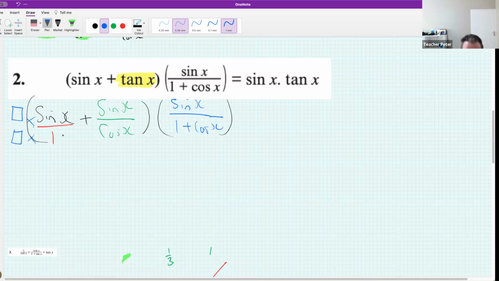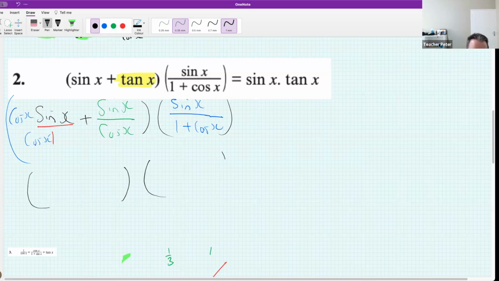Because if I want to add these two fractions together, then surely I have to make the denominators the same. So I'm going to say, look, this is going to be times cos x, and this is going to be times cos x. Now, again, I'm just going on a hunch at this stage, but it makes sense. So what we then have is, why don't you write what's in the bracket?